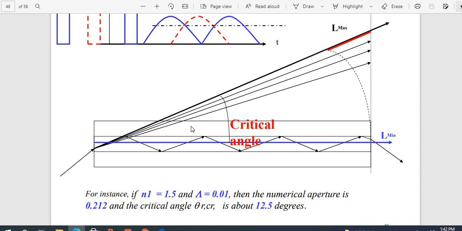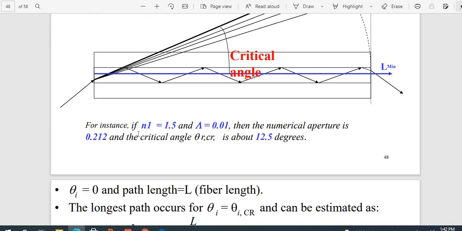Similarly, I am passing different angles. So this is the maximum value. Till that maximum, you will get the critical angle. At a certain angle of incidence, when the angle of refraction becomes 90 degrees, it is called the critical angle.